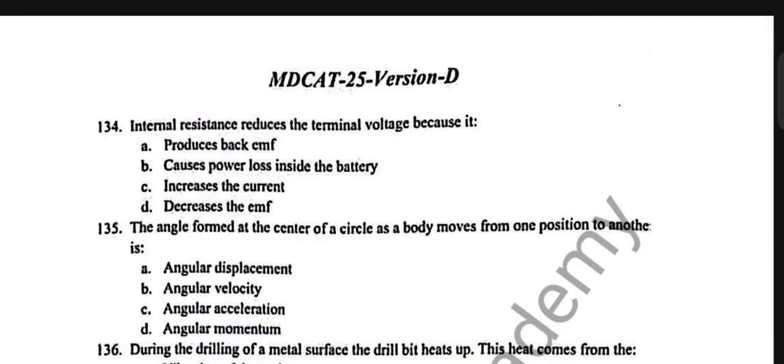Question number 134. Internal resistance reduces the terminal voltage because it, and the correct option is B, causes power loss inside the battery. Internal resistance causes some electrical energy to be lost as heat inside the battery. Power loss is equal to I squared R, so the terminal voltage becomes lower. Don't forget, EMF is equal to total voltage and terminal voltage is equal to usable voltage.